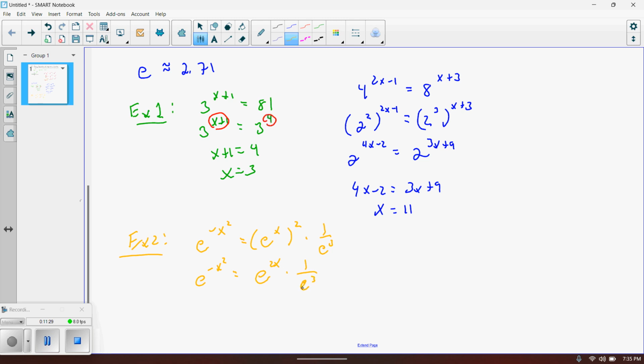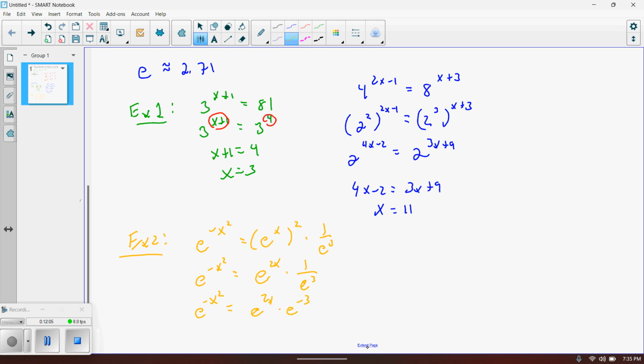There's two different ways we could do the next part. We can either write e to the 2x times 1 over e cubed as e to the 2x over e cubed, or we could rewrite 1 over e cubed using negative exponents as e to the negative 3 power. Either way works just fine. So I am going to choose to rewrite 1 over e cubed as e to the negative 3. So we'll have e to the 2x times e to the negative 3.